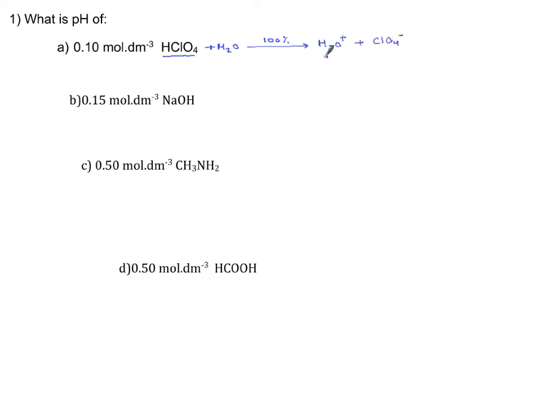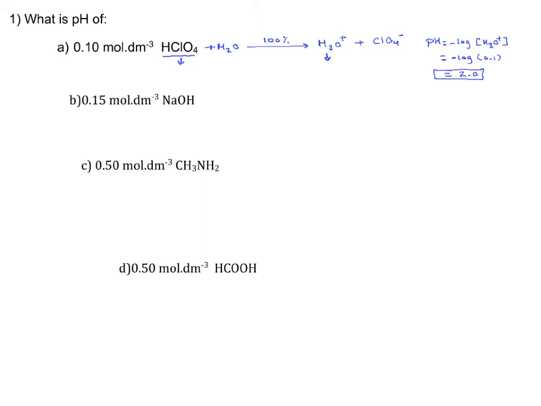Now we are looking for this species. Its concentration is the same as the concentration of your acid. Therefore, pH is easily calculated as the negative log of hydrogen or hydronium. So it's the negative log of 0.1, and it's 2.0. That's your pH.